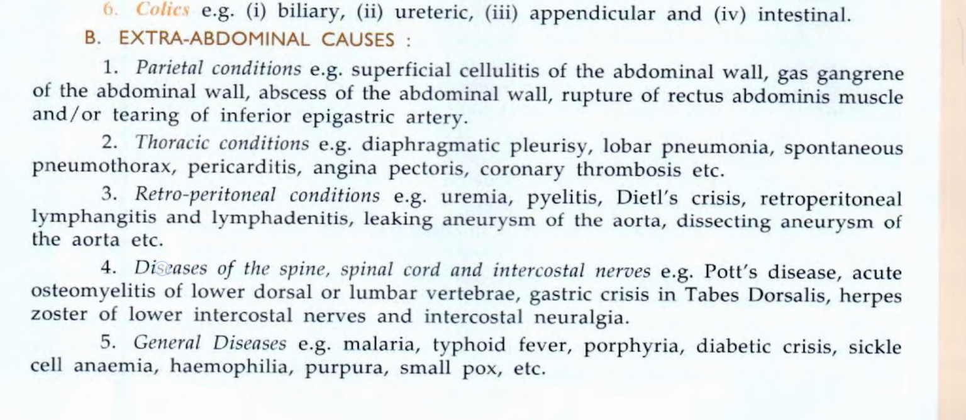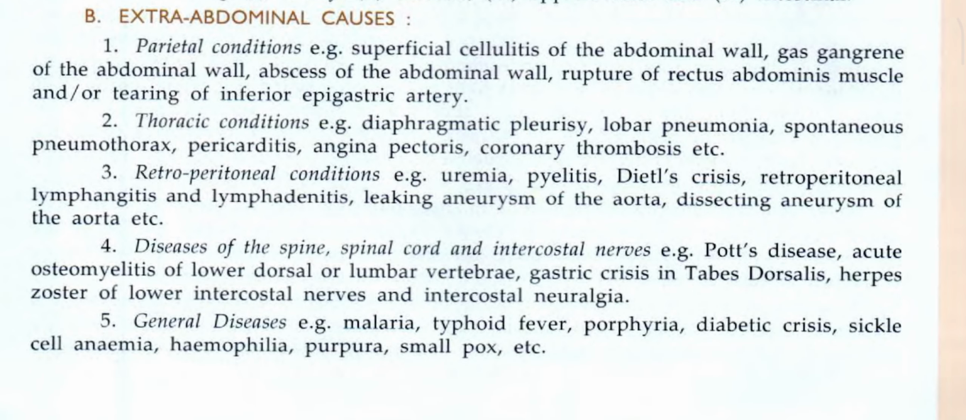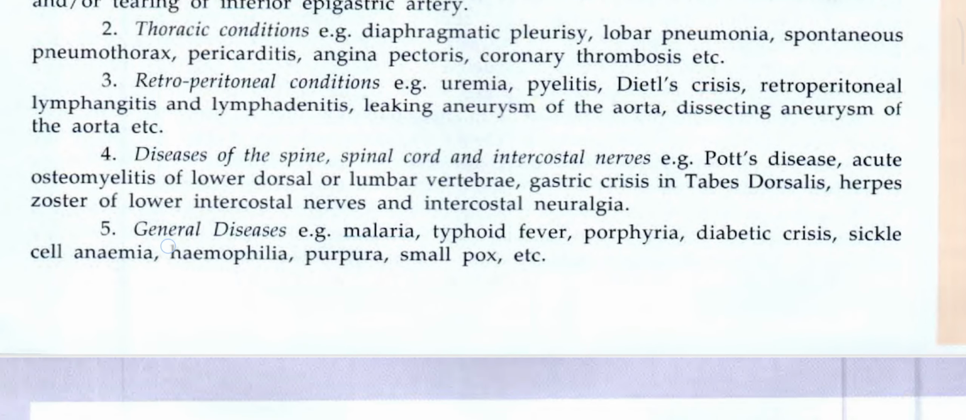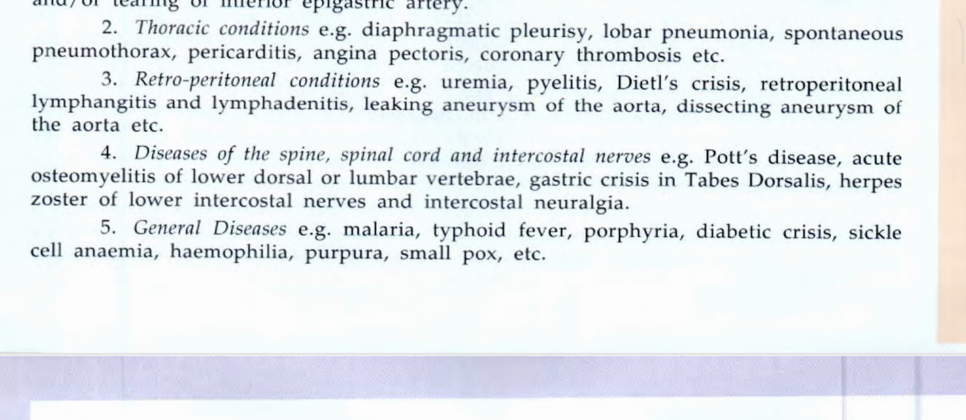Extra-abdominal causes. Parietal conditions. Example: superficial cellulitis of the abdominal wall, gas gangrene of the abdominal wall, abscess of the abdominal wall, rupture of the rectus abdominis muscle, and tearing of the inferior epigastric artery. Thoracic conditions. Example: diaphragmatic pleurisy, lobar pneumonia, spontaneous pneumothorax, angina pectoris, coronary thrombosis, etc. Retroperitoneal conditions: uremia, pyelitis, Dietl's crisis, retroperitoneal lymphangitis and lymphadenitis, leaking aneurysm of the aorta, dissecting aneurysm of the aorta, etc.